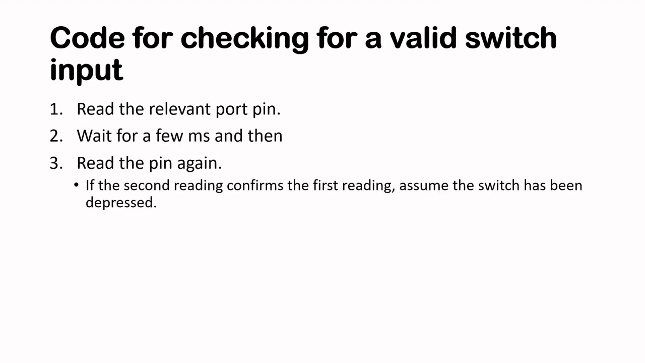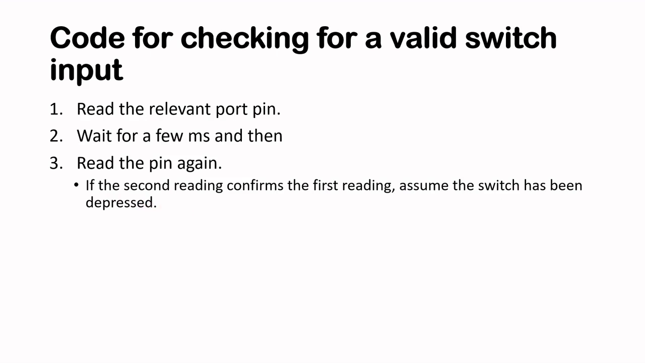The solution. A common method that is used to resolve the switch bounce problem is to write a piece of code to check for a valid switch input. So this is the algorithm. The first step is to read the port pin, as we did in the previous example, and then we wait for a few milliseconds and then check that same pin again. If the second reading confirms the first reading, then we assume that the switch has been pressed.